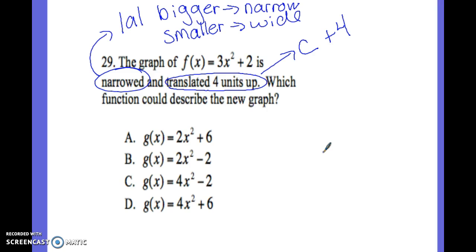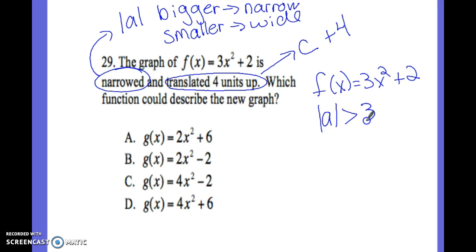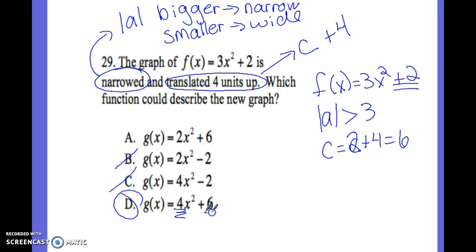So which would describe the new graph? If f of x equals 3x squared plus 2, I know that A, to become more narrow, has to be bigger. So I know that the absolute value of A, to get more narrow, has to be bigger than 3. And I know that my C has to be, originally here it was 2, so it has to be 2 plus 4, which is 6. So I know B and C are not the answers. So which is more narrow? Oh, D, because 4 is bigger than 3. 4 is A, 6 is C, and B is 0 for all of those.